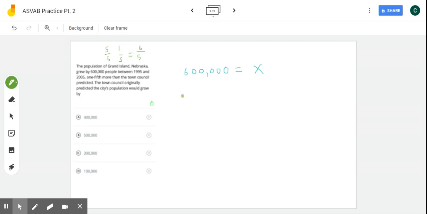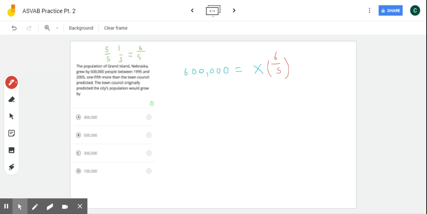So again, just to reiterate, if the predicted population growth was equal to what it actually was, we would just have this and we'd be done, 600,000. But they're saying that the 600,000 is 1/5 more. So we're going to take the number that they originally thought, and 1 would be equal to 5/5 over here, right? But 1/5 more would be multiplying by 6/5. So we'll multiply X, what they originally thought, by 6/5. All right.